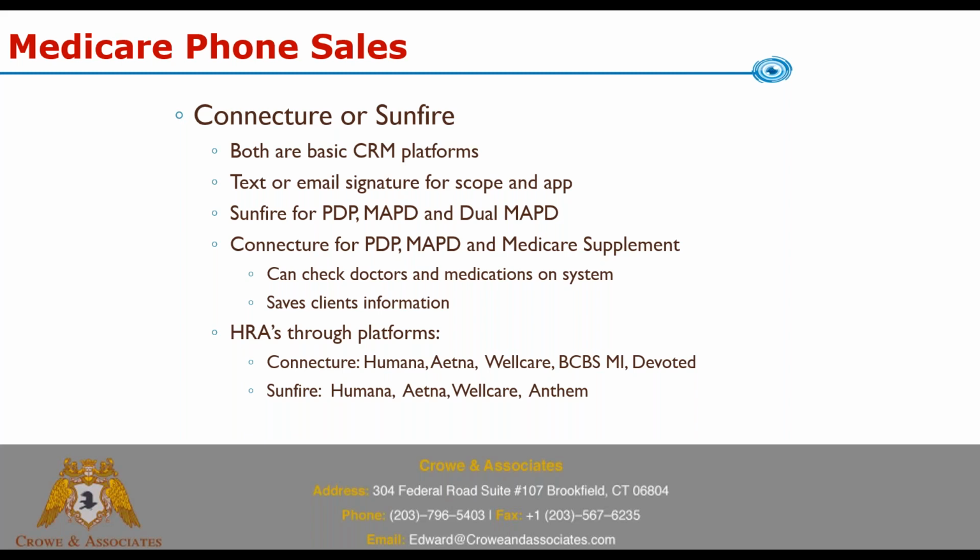So Connecture for 2022 you're going to have the HRA available with Connecture for Humana, Aetna, WellCare, Blue Cross Blue Shield of Michigan, and Devoted. Sunfire is going to have Humana, Aetna, WellCare, and Anthem. I know United is notably absent from that list. They are not going to be ready for AEP 2022, but they do plan to be added sometime in 2022. But that's a big change, given that for this year, you really only have the ability to do Humana's HRAs through those platforms. So they're adding the HRAs, which is a nice benefit.